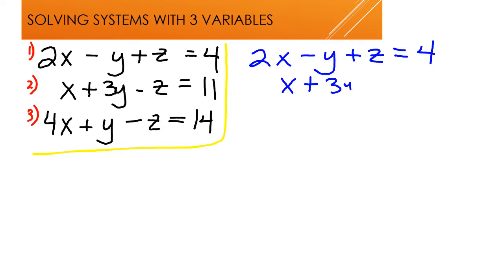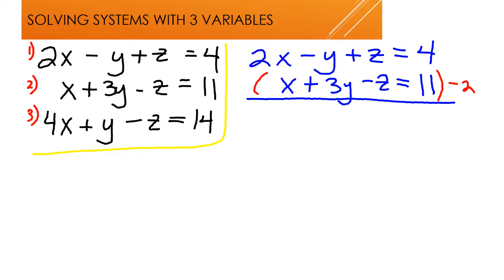And we're going to do elimination on all these throughout this whole process. So in order to do this one, I need to multiply everything here by -2. So that'll give me a -2x here, a -6y, make this a +2z, and then make the 11 a -22.